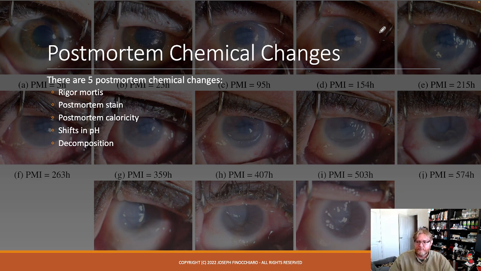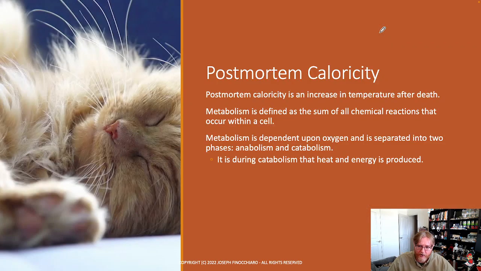There are 5 postmortem chemical changes. This list is important. Rigor mortis, postmortem stain, postmortem caloricity, shifts in pH, and decomposition. So postmortem caloricity is an increase in temperature after death. People, for some reason, always confuse postmortem caloricity with agonal algor. This should not be confusing. One happens when you are alive and one happens when you are dead.